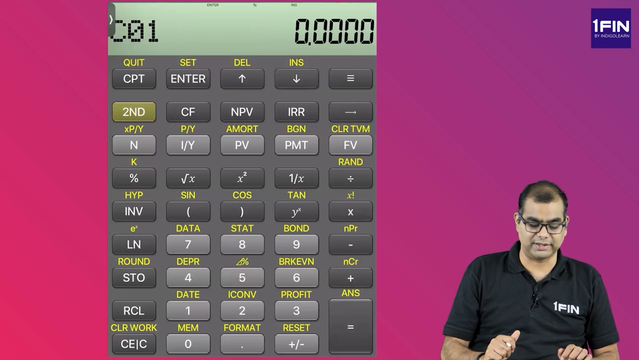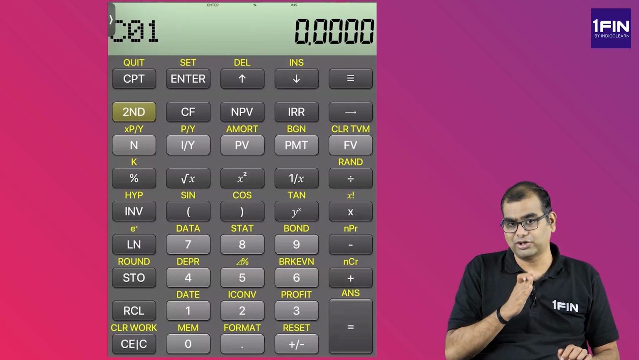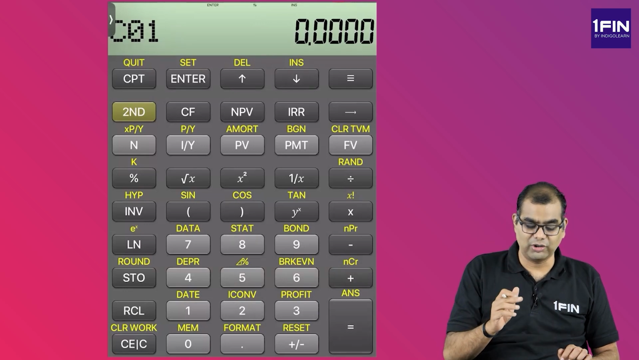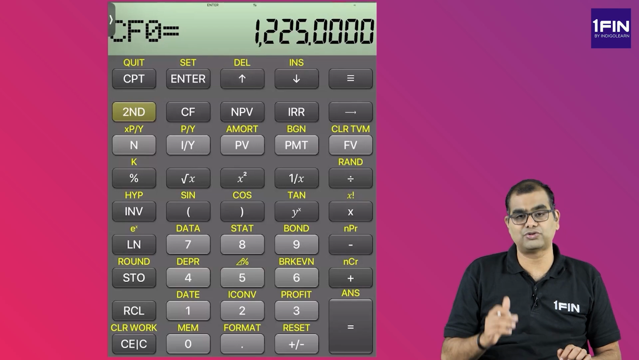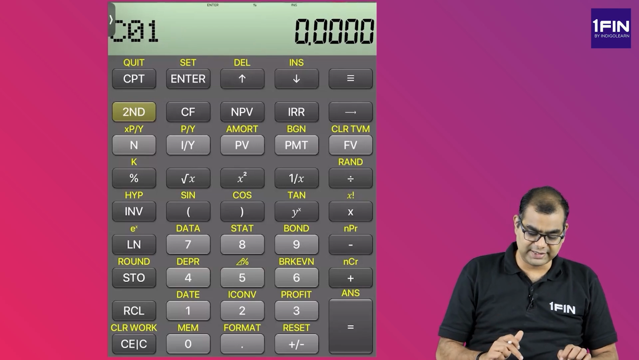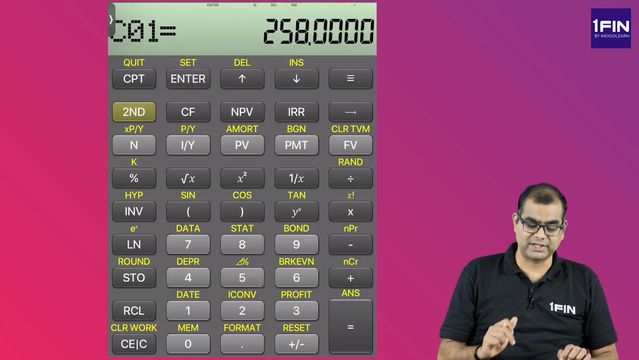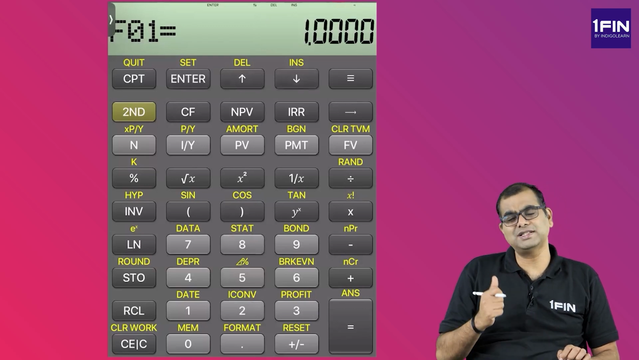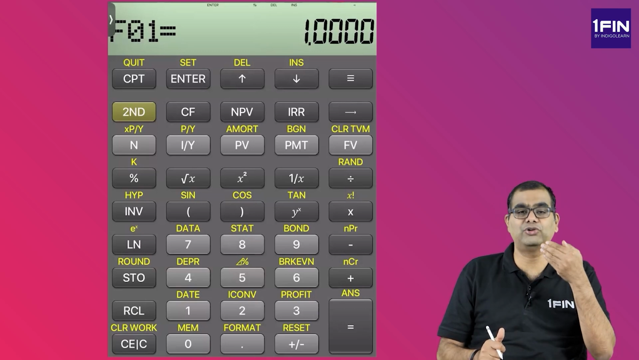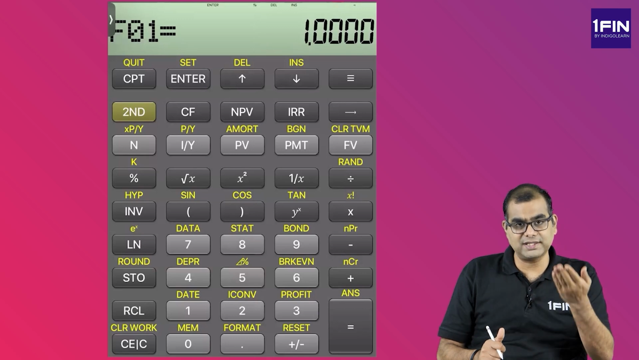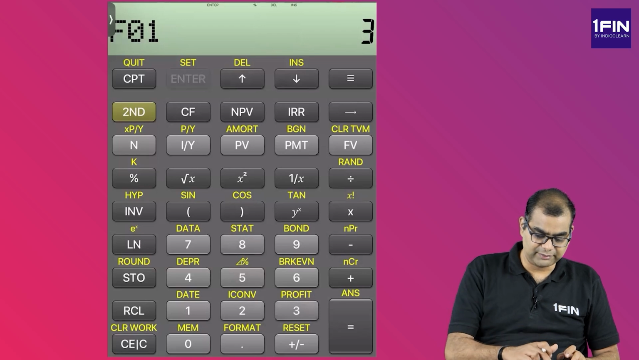Then you have C01. C01 is what? Cash flow 01, in the first year, not the 0th year, not the beginning of the time, but in the first year you have some cash flow. Now here let me say my CF0 was 1225. So when I come to C01, let us say I enter 258, I press enter, C01 is 258. Then it asks me F01. What is this F01? F01 is frequency. So this 258 cash flow, how many times are you getting it? Once? Twice? Thrice? Let us say I enter the value as 3 and press enter.